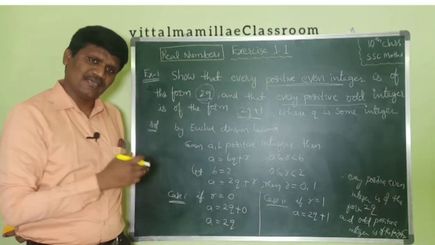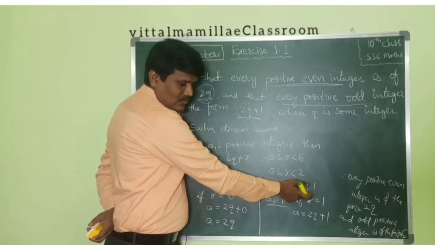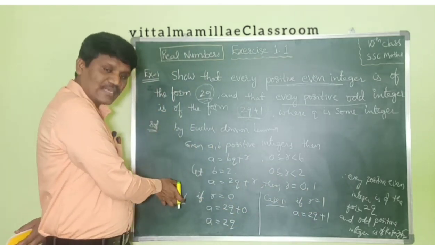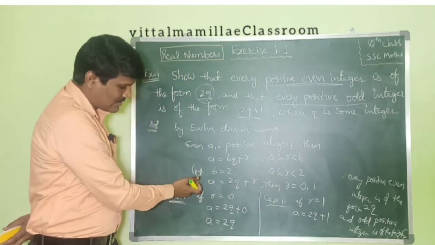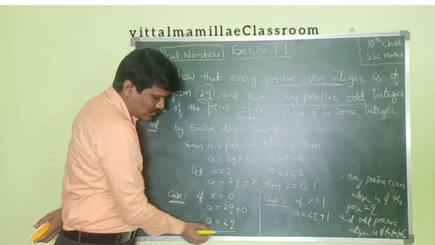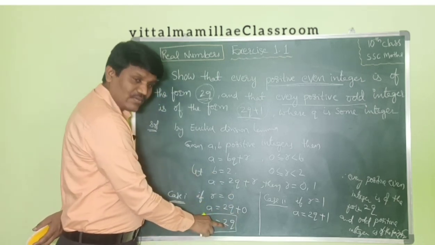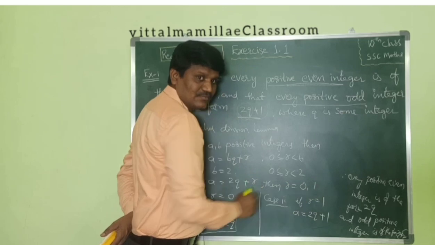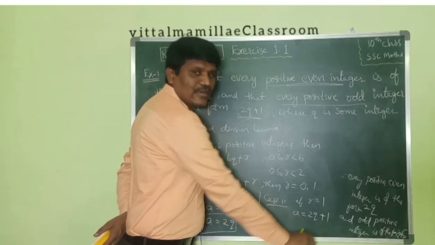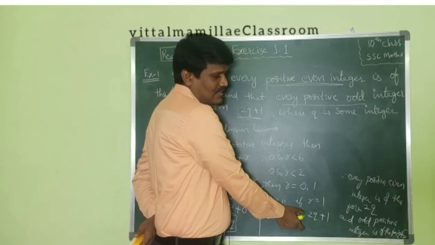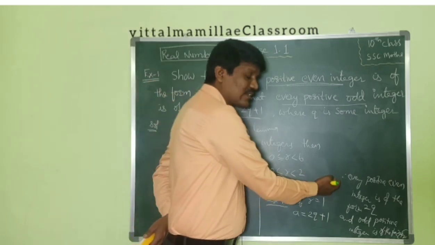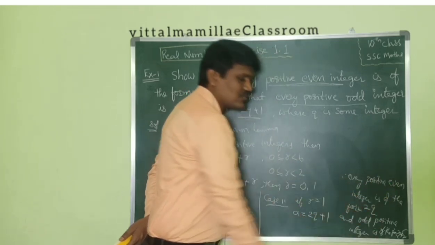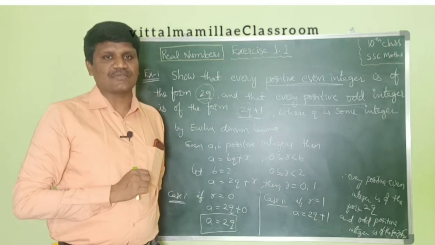Already we have seen yesterday how to take r values. r is equal to either 0 or 1. So whenever you get r values, we are getting two r values. Take the first one as case 1 and the second one as case 2. In the first case, if r is equal to 0, I am getting a is equal to 2q. That means every even positive integer is of the form 2q. In the second case, if r is equal to 1, I am getting a is equal to 2q plus 1, and we already know that this is an odd integer. So therefore I can conclude, every positive even integer is of the form 2q and every odd positive integer is of the form 2q plus 1.